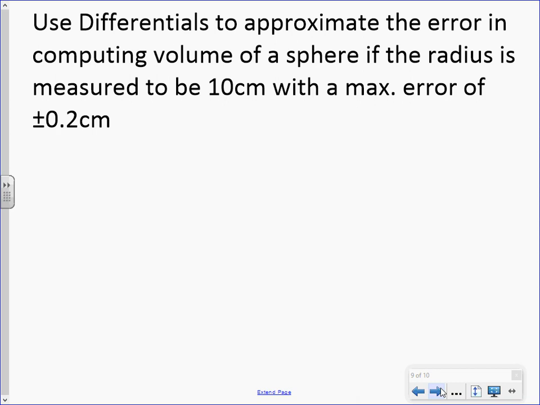Okay, we can actually use differentials to approximate the error in computing different things, but in this case, we're going to calculate the error when computing the volume of a sphere, if the radius is measured to be 10 centimeters. And I want my error to be either plus or minus 0.2 centimeters. I can be off by 0.2 centimeters, either more or less.